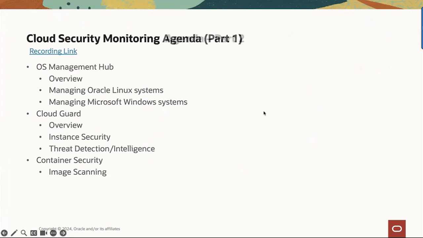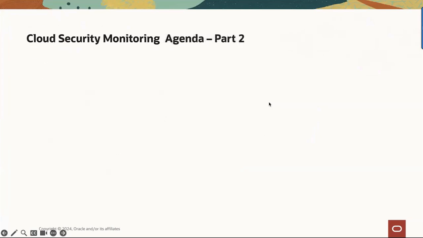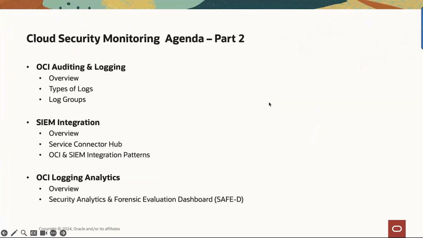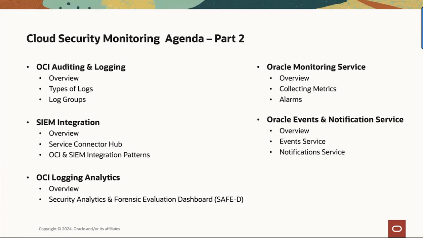But for today's topic, we are going to cover a couple of very critical aspects of managing your workloads in cloud. Those topics are auditing and logging, and SIEM integration, security information and event management systems, like how do I integrate SIEM with OCI? And also we are going to talk about our advanced logging analytics service. In addition, my colleague Dinesh is going to talk about two more critical services, like the OCI monitoring service to monitor your workloads, and also leveraging events and notification service to solve different real-time use cases.